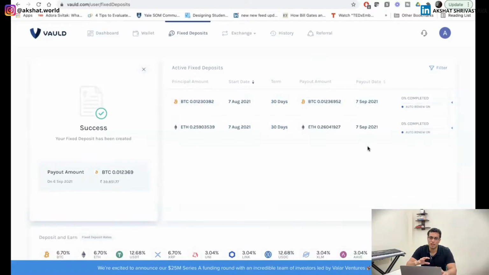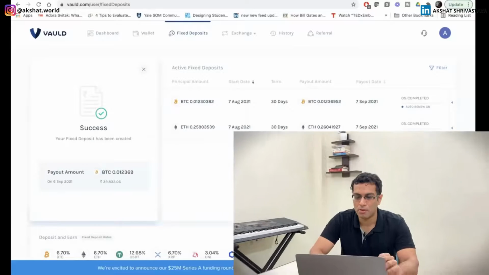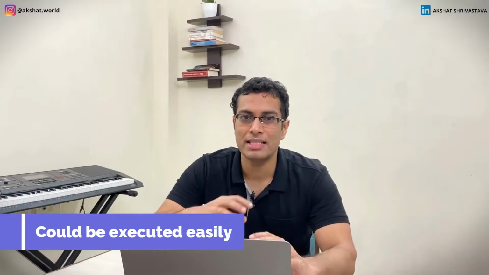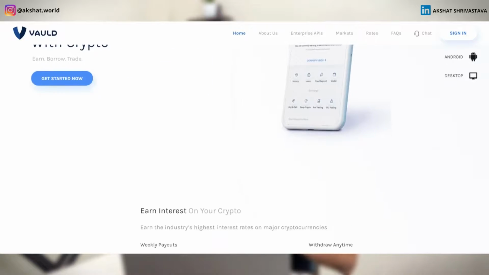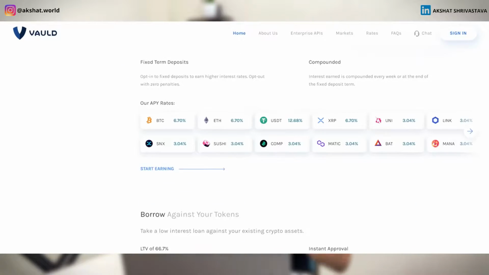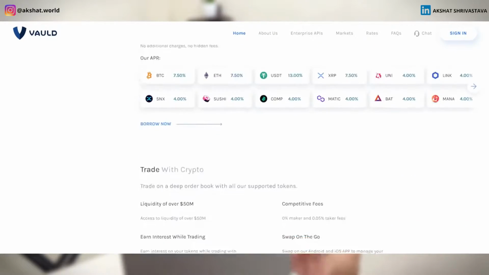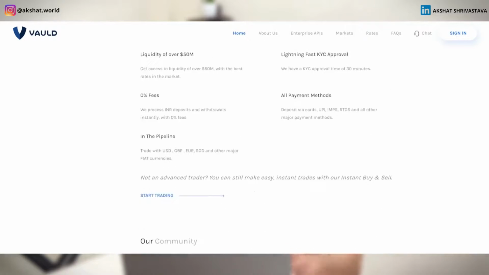This is the best feature according to me in terms of the ease of transaction. You yourself saw that there was no liquidity problem. I could easily do an FD. So these are the features why I prefer doing it via Vault. Even if you're in India, you can easily do it. Though Vault is a Singapore-based company, it's very easy to transact with Vault via your Indian account. So not a problem there. Vault has been backed by some of the biggest investors. You can check it out.